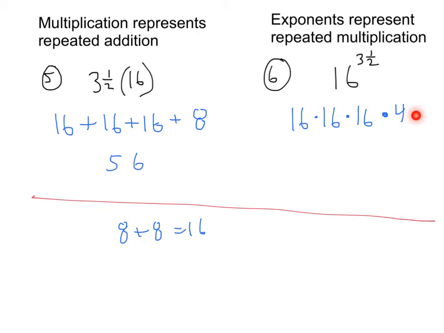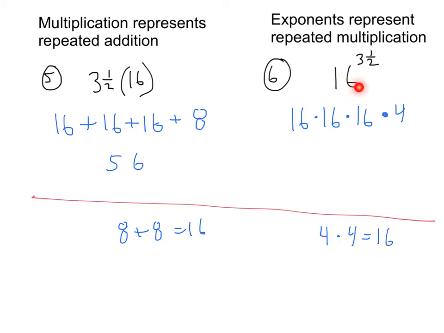Why is 4 half of 16 in a multiplicative sense? Well, it's because 4 times 4 is 16. This is half of 16 in a multiplication kind of way. 4 times 4 gets me back to 16.